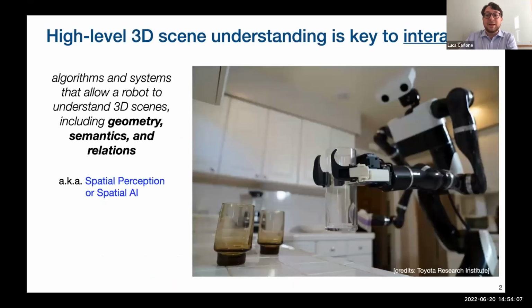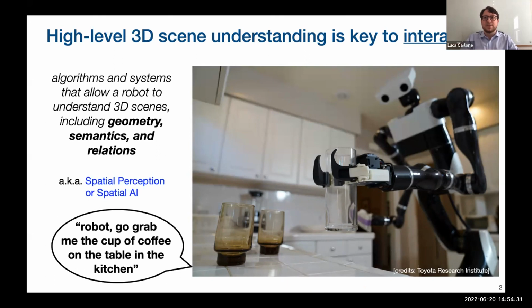Okay, so I will start by saying that high-level 3D scene understanding is a grand challenge for robotics and is about designing algorithms and systems that allow a robot to use sensor data to understand the geometry, semantics, and relations among elements in a 3D scene. 3D scene understanding is crucial for a robot to parse and execute high-level commands from a human.